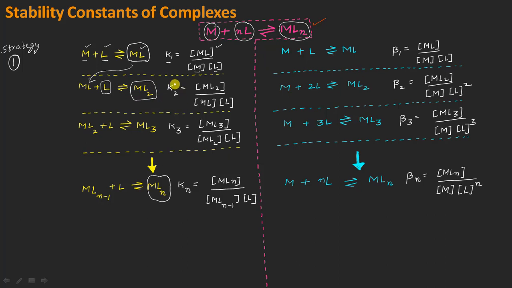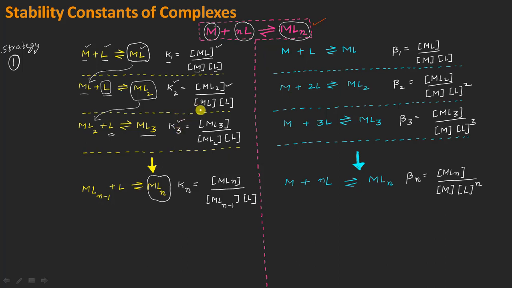It is denoted by K2, such that it will be equal to the concentration of ML2 divided by the concentration of the reactants, which now is ML multiplied by L, right? And likewise, we will be adding one ligand step by step, which you can see here. This is being taken in the third step, adding another ligand, resulting in the formation of ML3. And in the same way, we can calculate the equilibrium constant here, which will be K3, right? Because this is the third step, right?